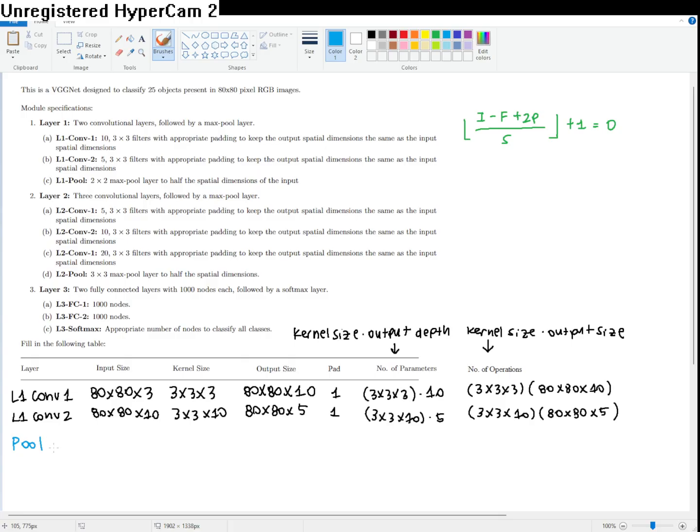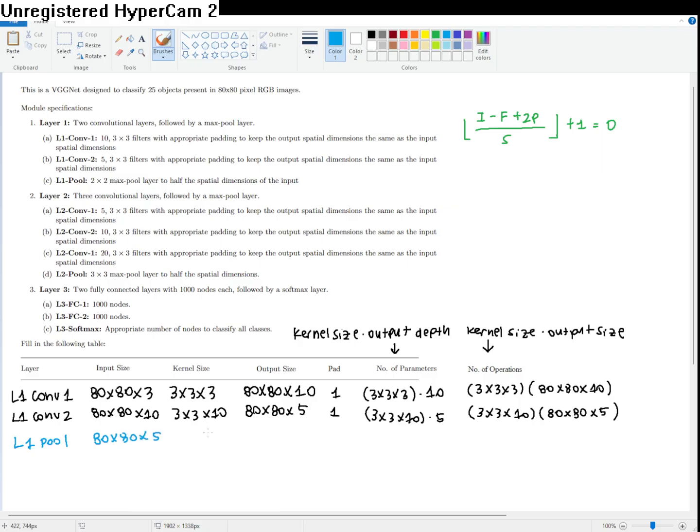The pooling layer, I'm going to call it L1 pool, just like it says in the problem. The pooling layer is going to reduce the size of the input. This is a chance for the input size to be reduced. So right here, we're going to find that the input is the same as the output of the previous layer. So it's 80 by 80 by 5.